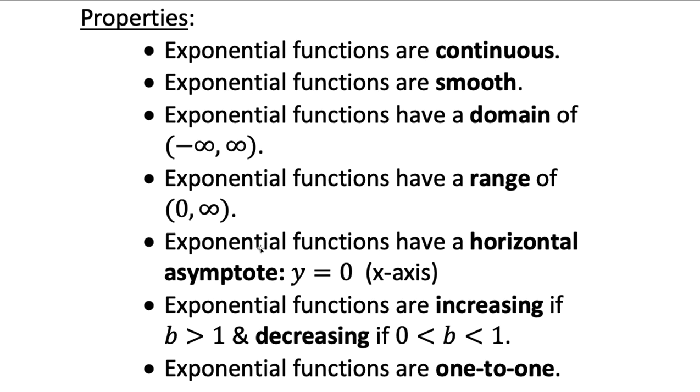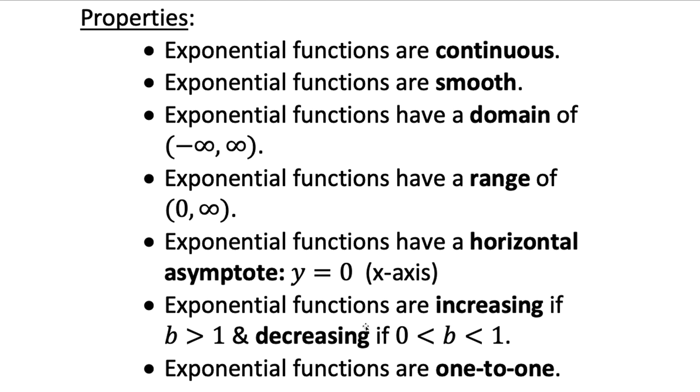Exponential functions always have a horizontal asymptote, which is the x-axis, so the line y equals 0. Okay, they always have a horizontal asymptote. Exponential functions are increasing if the base is greater than 1 and decreasing if the base is between 0 and 1. We will see some graphs of that and what's going on there in just a little bit.